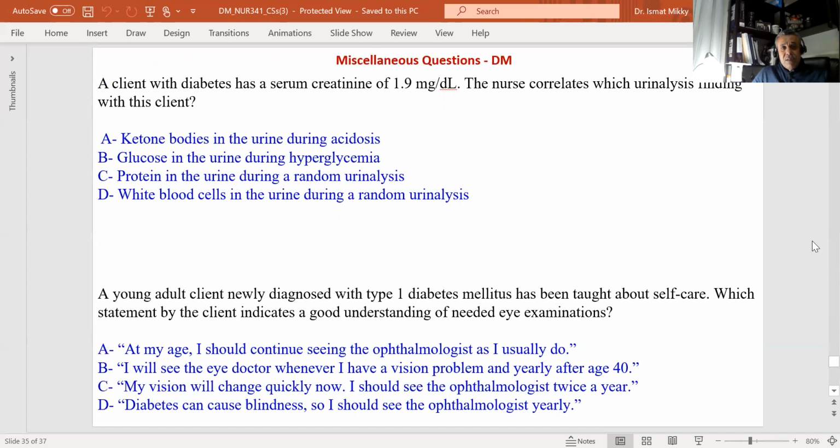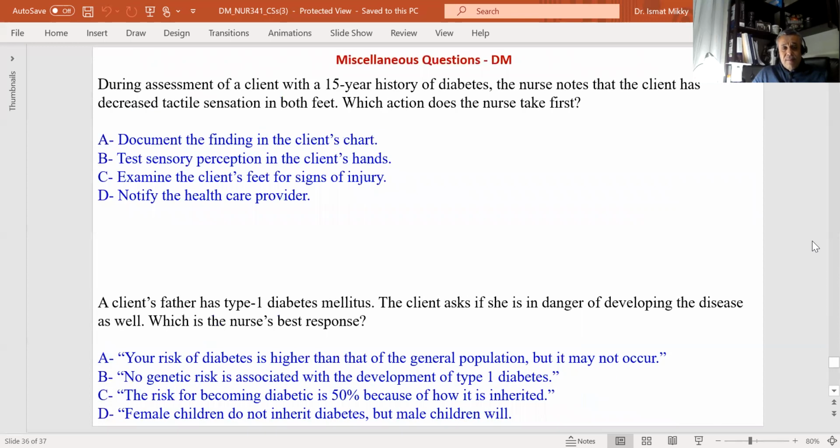Protein in the urine during the random urinalysis. Answer for the next one is D. Diabetes can cause blindness, so I should see the ophthalmologist yearly. So an annual eye exam is a must, and it's recommended for diabetic and hypertensive patients, given the retinal changes and the visual or eye problems that would result from hypertension and diabetes as long-term complications of these two diseases.